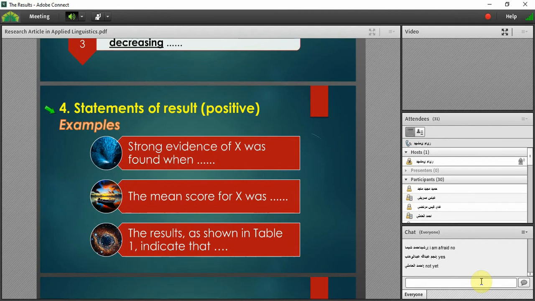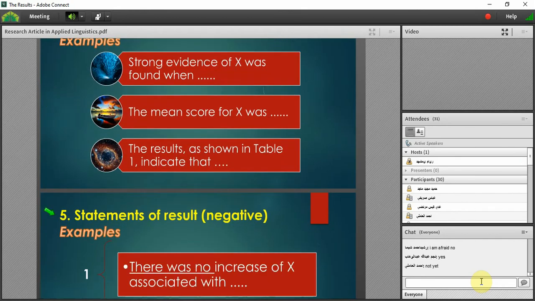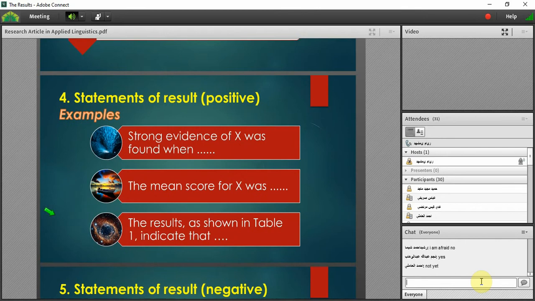In some cases, you need to tell the readers if the results are positive or negative. Okay, don't worry, I will tell all parts again. Statements of the result: you should tell the readers if the results are positive, like here, or negative, like here. Let me show you some examples.